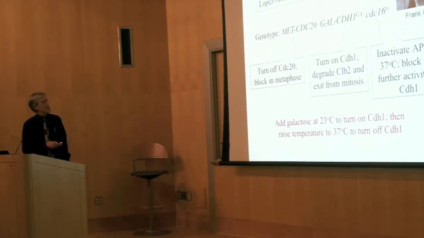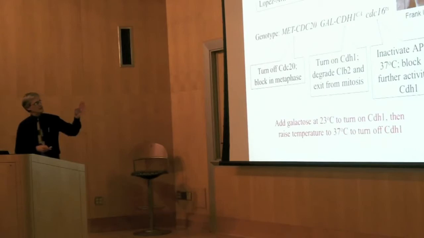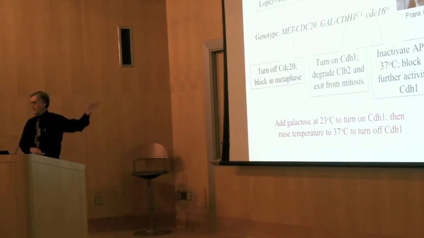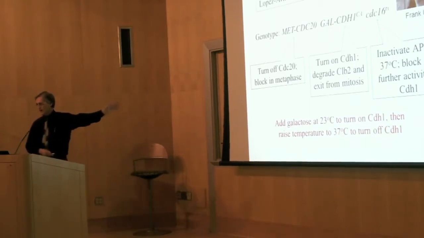And here's the genotype. First of all, CDC20 is on a methionine repressible promoter. So by growing the cells in methionine, they have no CDC20, which means they can't exit from mitosis. They get blocked in metaphase. So we want to do that. We want to block them in metaphase first.